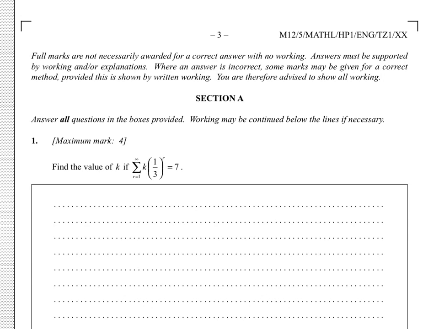This is May 2012, Paper 1, Time Zone 1, question number 1. And it is a question about a series. The series is represented in sigma notation. It's the sum of k times a third to the r, and r is going to count, starting at 1 up to infinity.